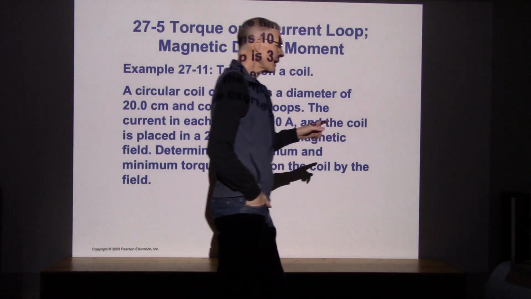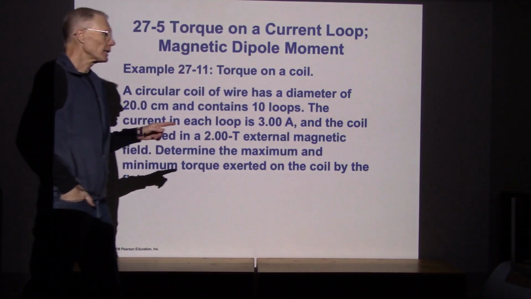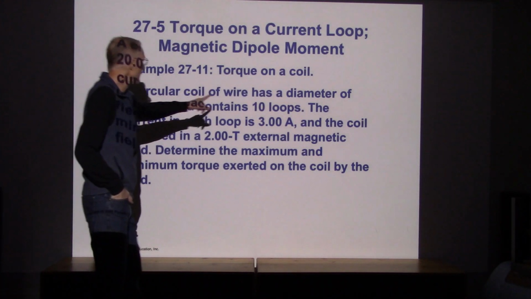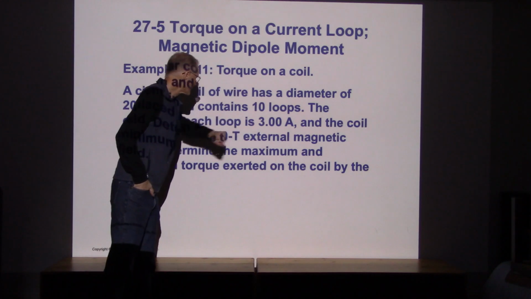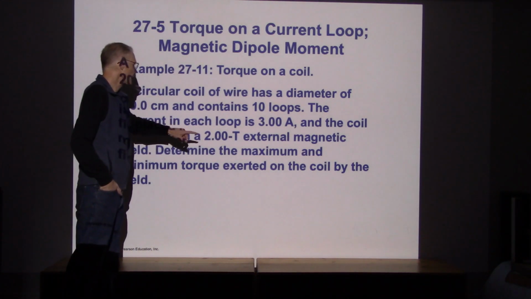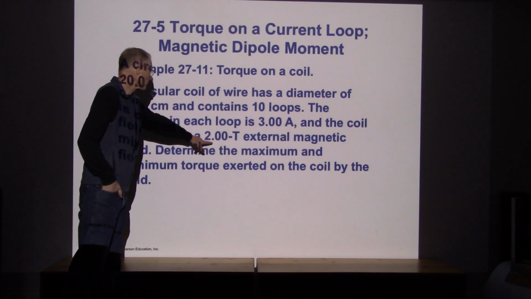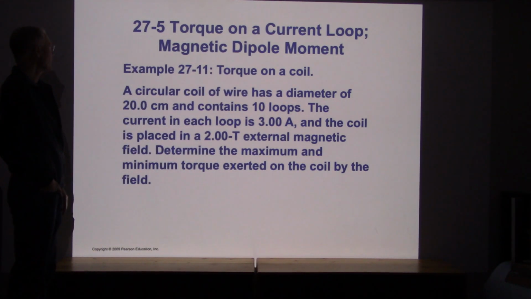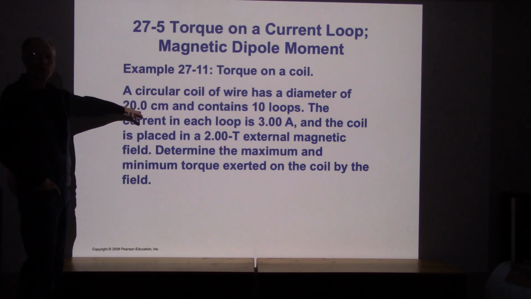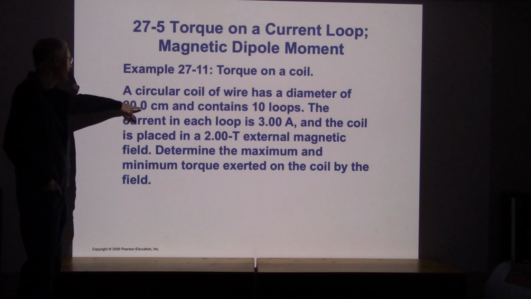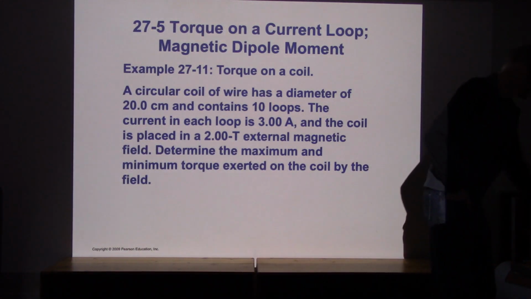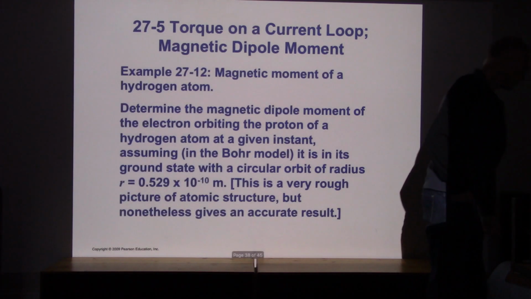So it's 2 Tesla for the magnetic field, it's 3 amps of current, 10 loops. So N times I gives us 30, times 2 is 60, and we need to do an area from this. So pi r squared. So we're going to get a pi times 0.1 meters squared to determine the torque on that particular coil.